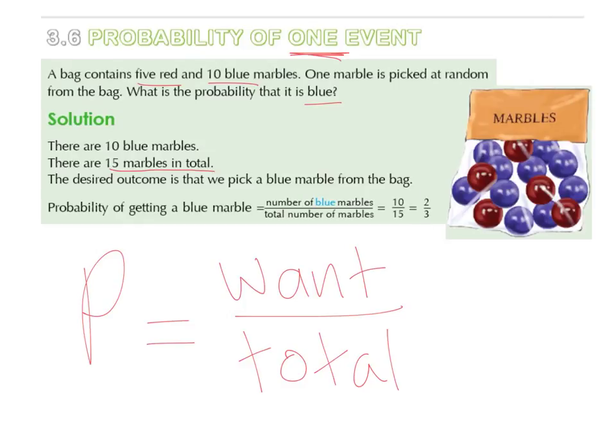And this can be changed to 0.67. So it's really 0.6 recurring, but we can round it off to 0.67 if we wanted it as a decimal.